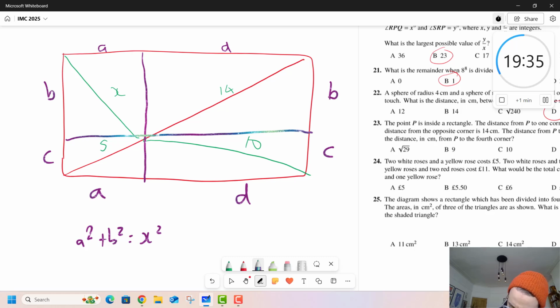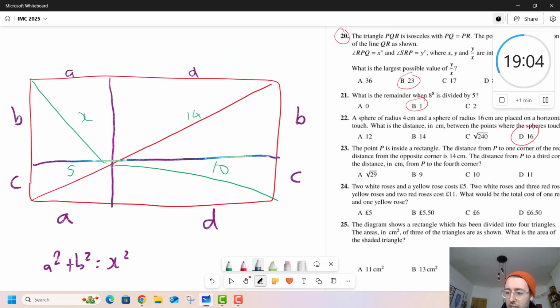196. So that's 296, so that's 321. So a squared plus b squared plus c squared plus d squared equals 321, but c squared plus d squared is 100. So a squared plus b squared is 121, so it's 11. Okay.